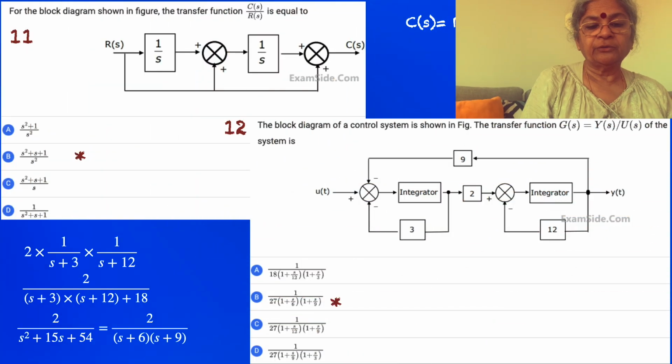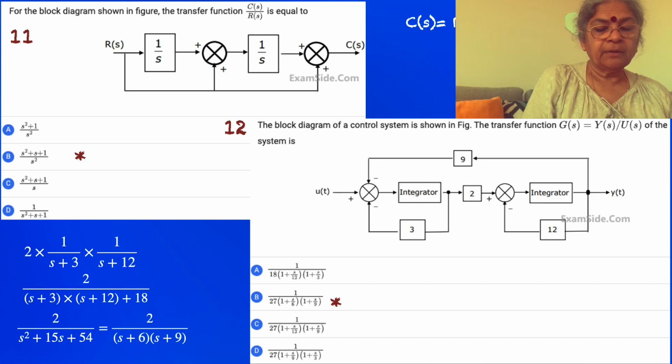The block diagram of a control system is shown. You have U(t), Y(t), and you are having three feedback loops. One is with 3, another is with 12, the third is with 9, and there are two integrators, as also 2 on the numerator. So we have 2 into 1 by S.